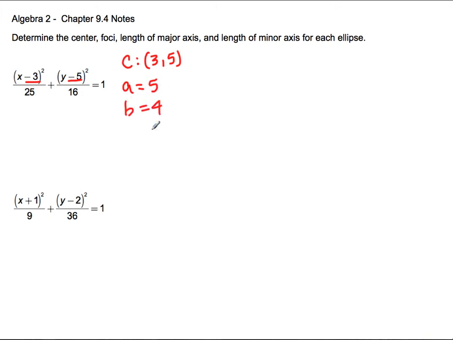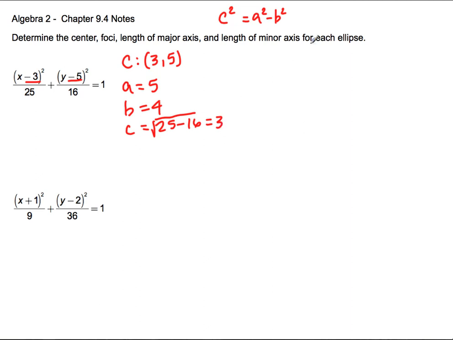Okay, so when they ask us to find the foci, which is the c, so we need to find the points where the foci are, then we just need to figure out how far we are from the center. And on a previous slide, we had that c squared was equal to a squared minus b squared. So 25 minus 16, the square root of that will give me c. And 25 minus 16 is 9, square rooted is 3. Okay, that's my value for c.